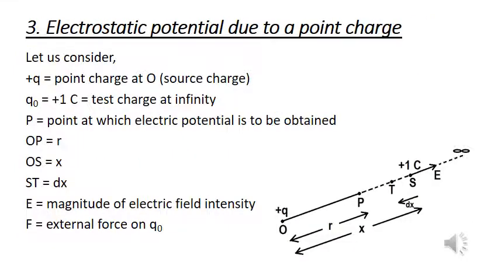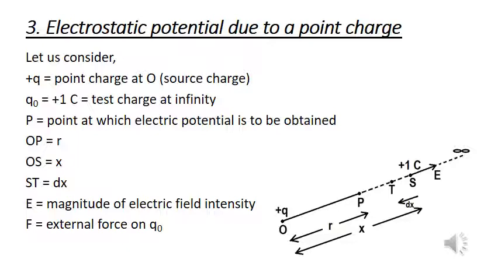Our next topic is electrostatic potential due to a point charge. Now we have got the concept of the electrostatic potential and formula also, that is electrostatic potential V is equal to W by Q, that is work done per unit charge. So we will use that formula for this derivation and find out the electrostatic potential due to a point charge.